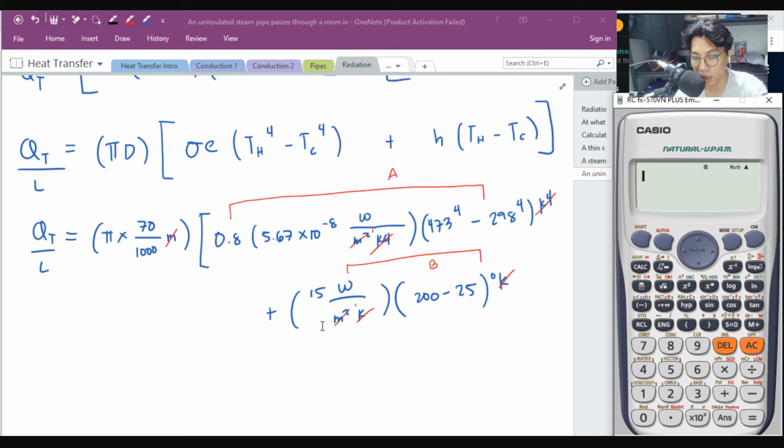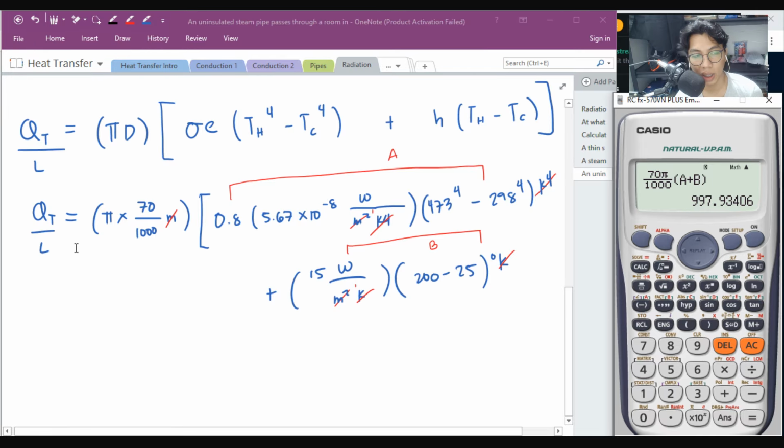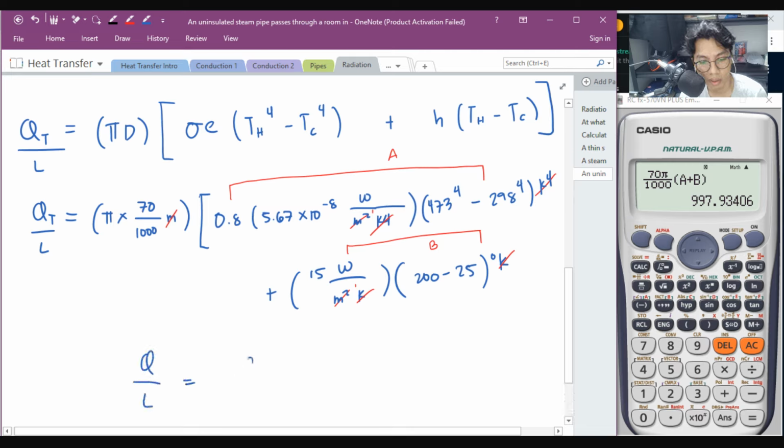And then, pagsamahin natin, i-multiply natin siya dyan. So, 70, ito na. 70, shift pi, divide by 1,000. Multiply natin kay A plus B. Recall natin si A, plus recall natin si B. The answer will be, the total heat transfer for the system is equal to, per length yan, 997.934 watt per meter length.